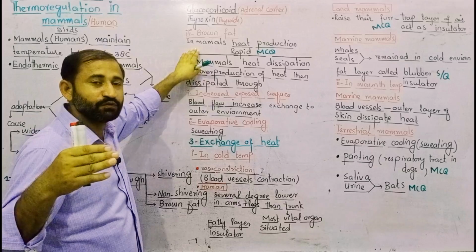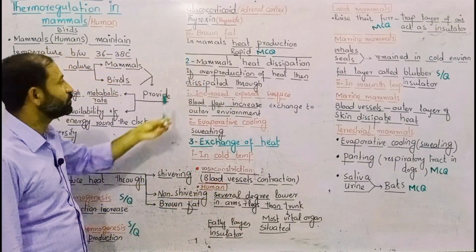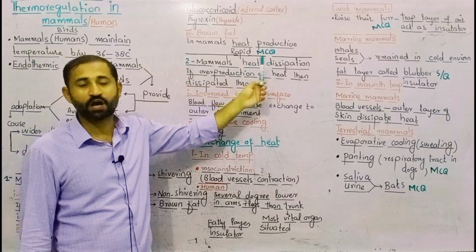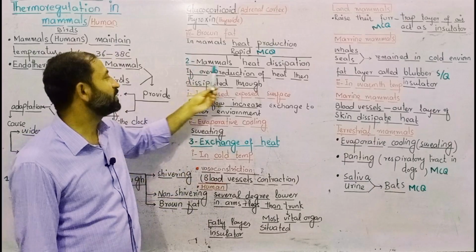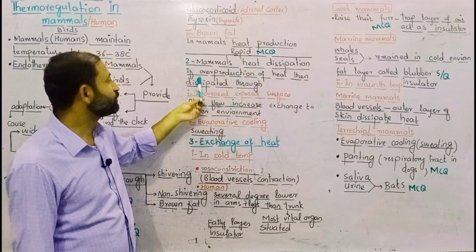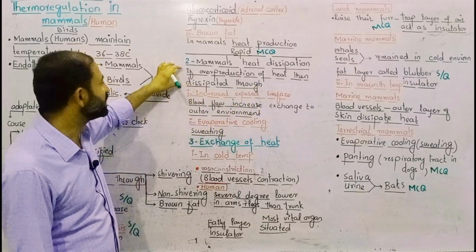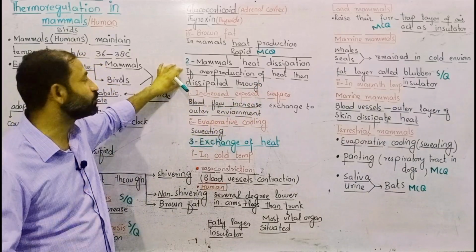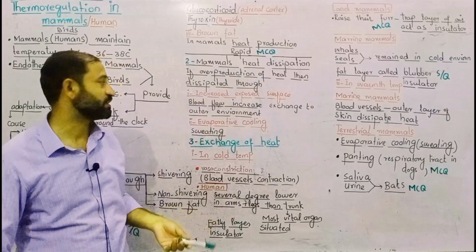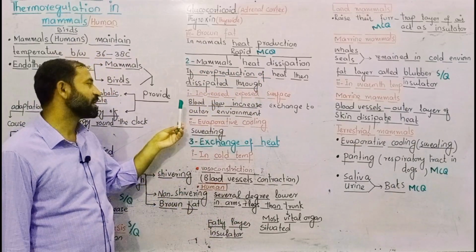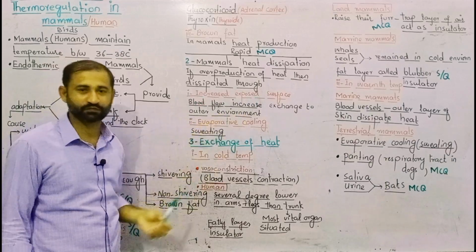Now if the heat produced is in excess in the body, how is it released from the body? So mammals' heat dissipation: how do they release their heat to the outer environment? If there is overproduction of heat, then it is dissipated through these mechanisms. This line is extra, you have to write it in your book. There are 2 different mechanisms, number 1 and number 2. Number 1 is increased exposed surface.